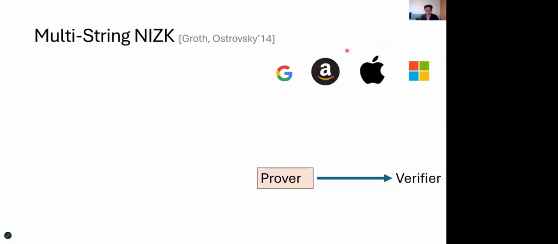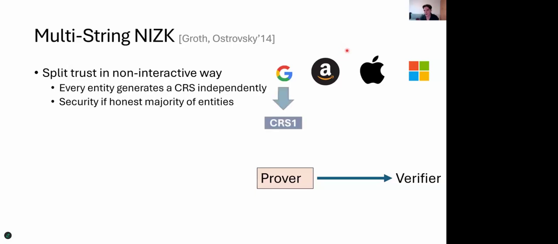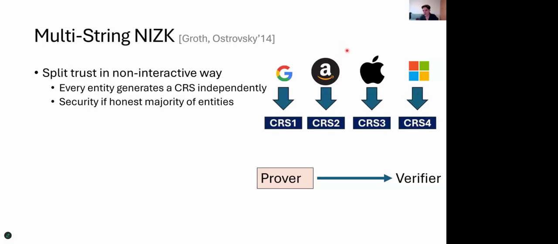So Groth and Ostrovsky suggested a very elegant solution to this problem. They suggested a way to distribute the trust in a non-interactive way. So they have this notion of multi-string NISC. In this model, each party generates its own CRS. They don't talk to each other. The prover and the verifier both see all these CRSs. And the proof has the property that as long as we have honest majority across the CRSs, we have soundness and zero knowledge.